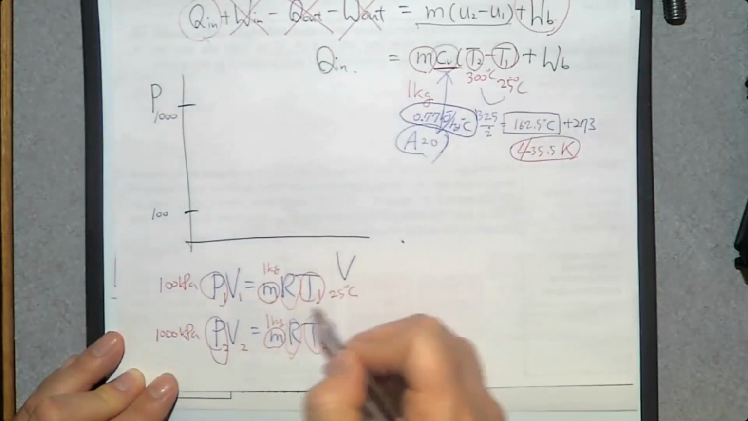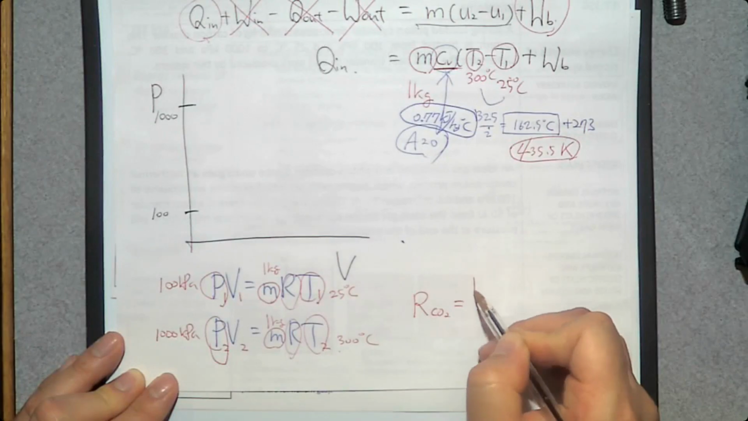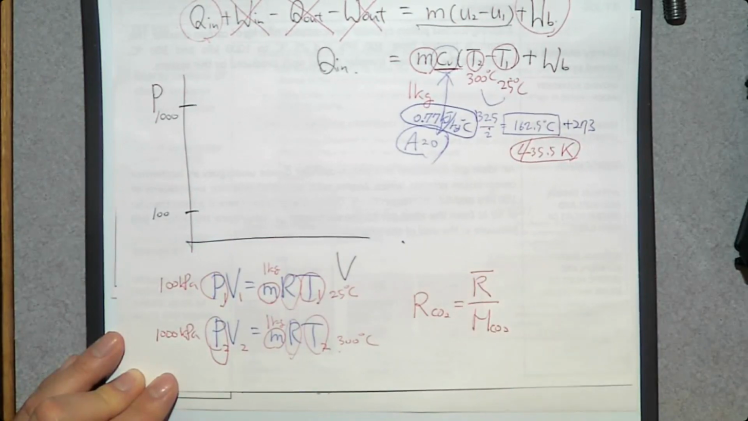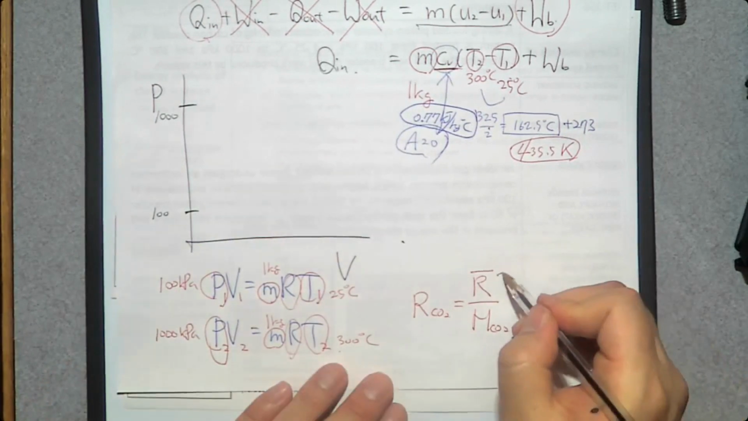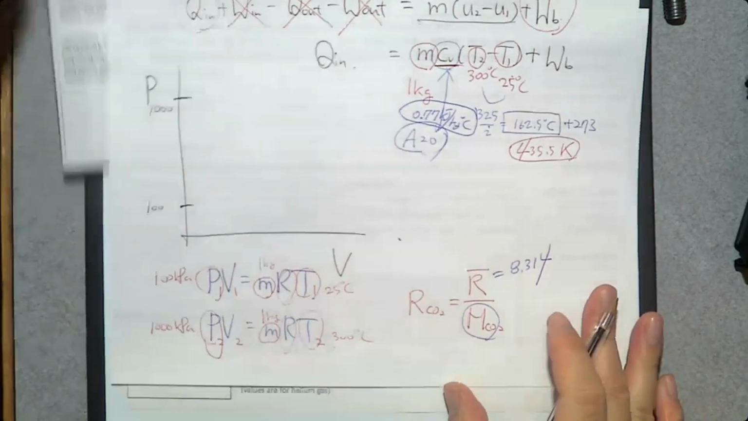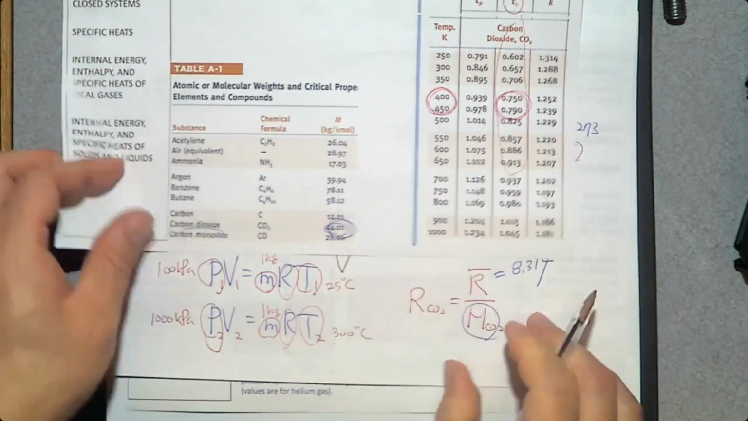How do we determine gas constant R? R of carbon dioxide can be determined by the universal gas constant R bar divided by the molecular weight of carbon dioxide. Universal gas constant is always 8.314. The molecular weight can be found from here, carbon dioxide, 44.01.